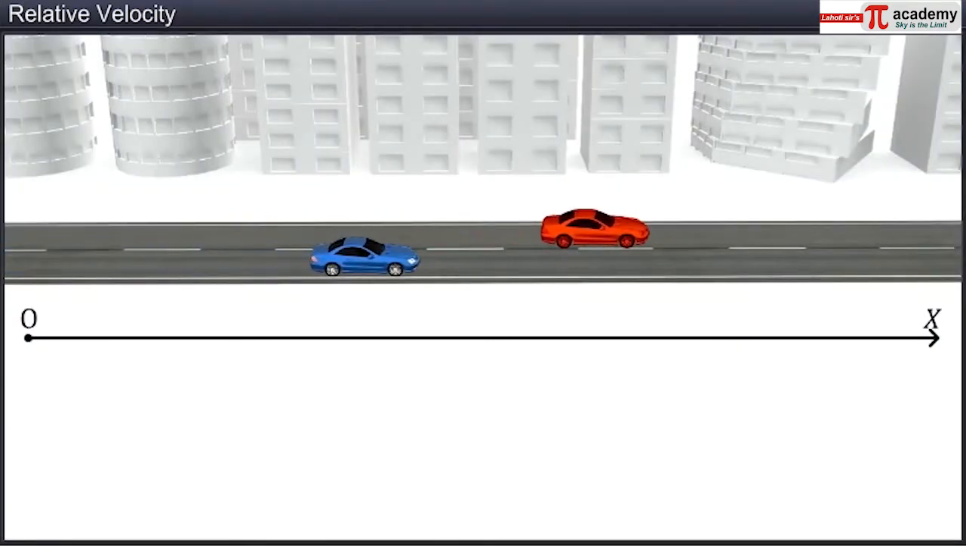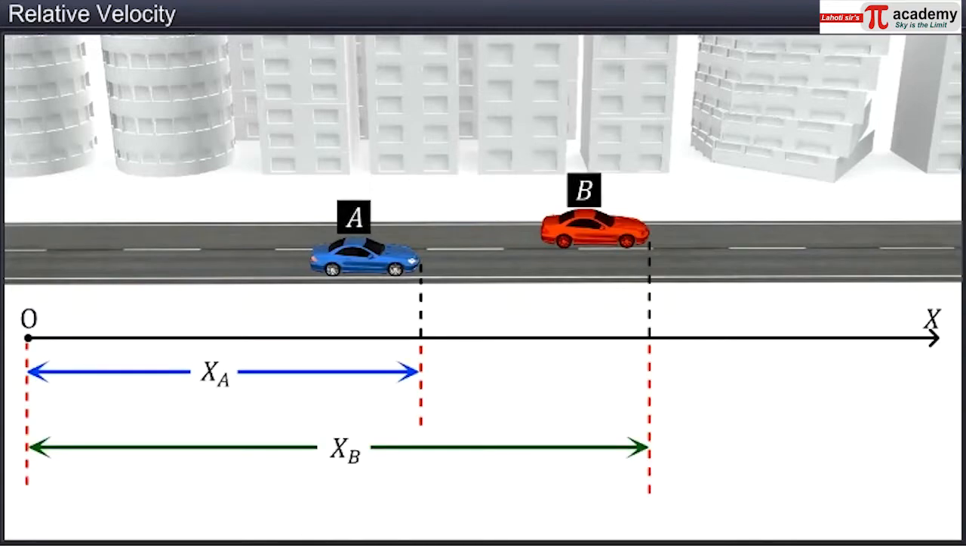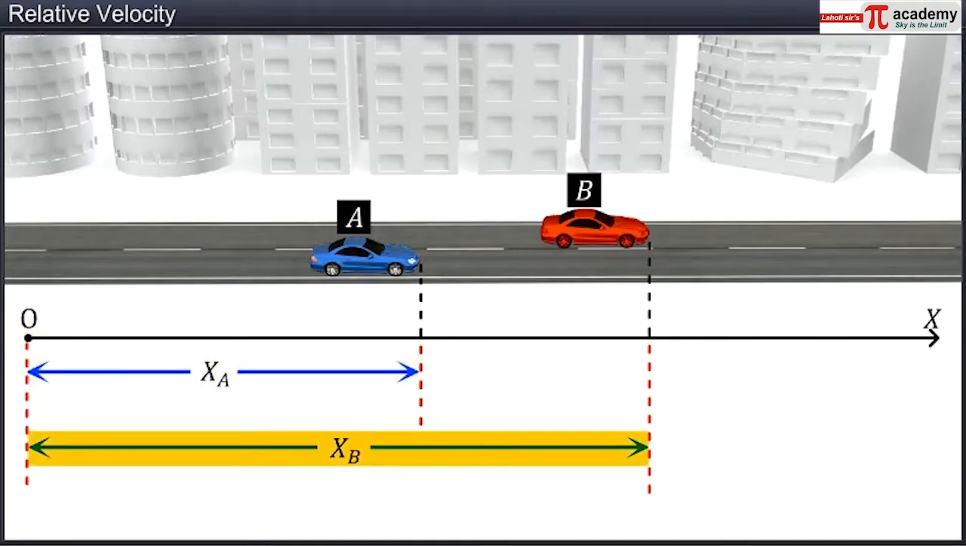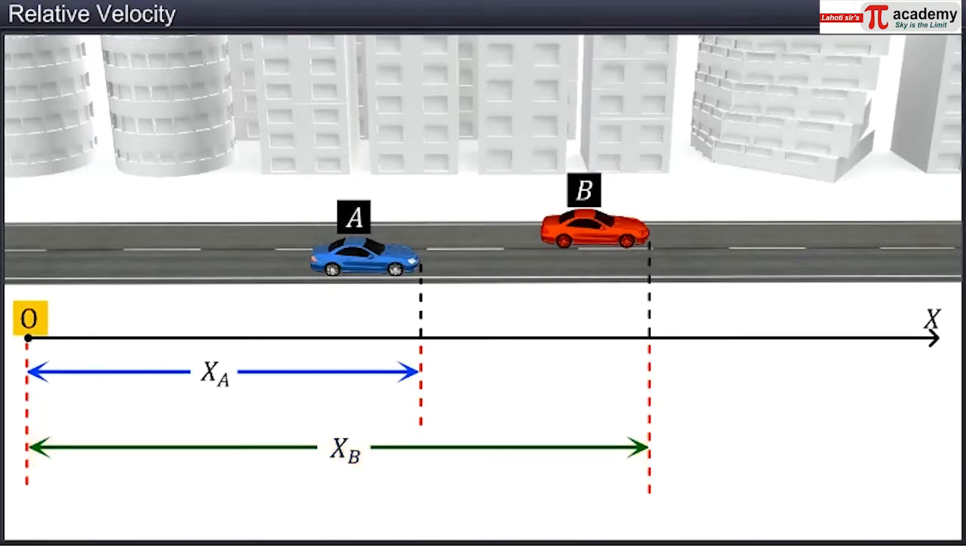Let's consider two bodies, A and B, moving along the same straight line. At an instant, their position coordinates are xA and xB respectively. This implies that A is at a distance xA with respect to origin O, and B is at a distance xB with respect to the same origin O. This implies that the distance is measured with respect to the fixed point O, which is the origin.